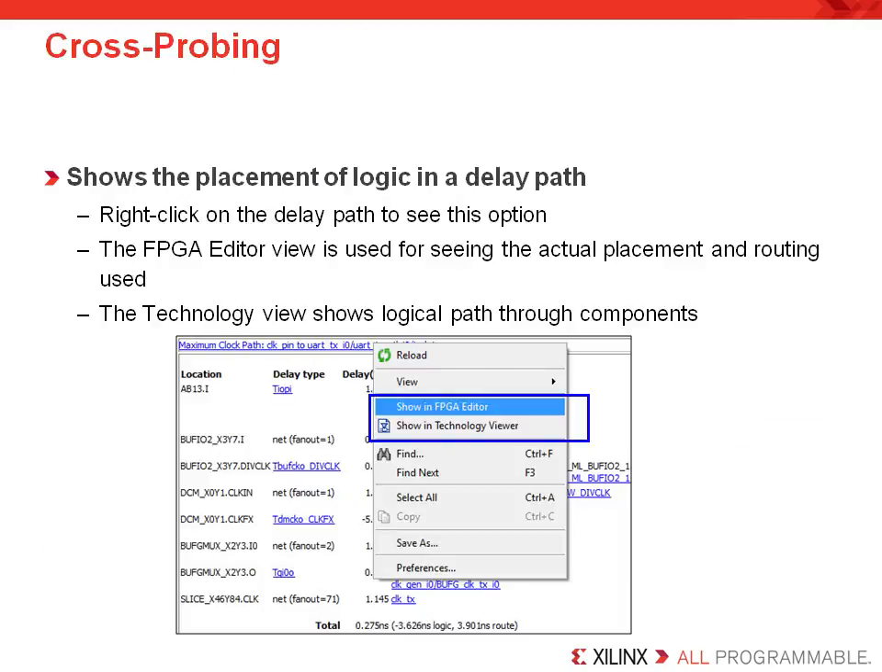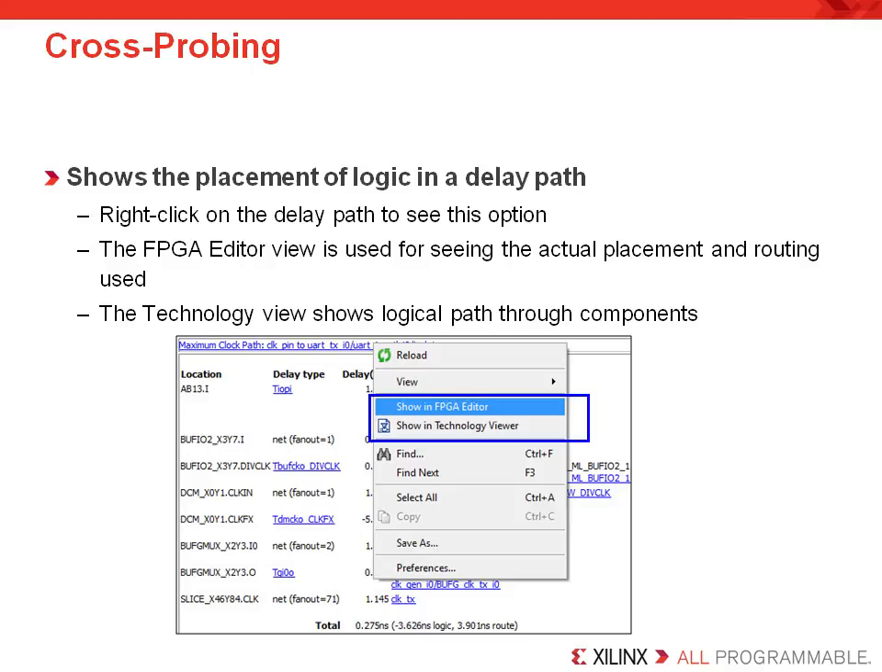As I mentioned a moment ago, cross-probing shows the placement or a schematic representation of the logic in your chosen delay path. Simply right-click on the delay path to see the options you see in this slide. Then select an FPGA editor view to see the actual place and routing used, or you can select a technology view to show the logical path through these components. The technology view is helpful for understanding what logical resources your HDL code is inferring. This is the best way to determine whether you have a coding style problem. Note that the technology view is available from your synthesis tool after synthesis, so there is no need to wait till after implementation to use this tool.